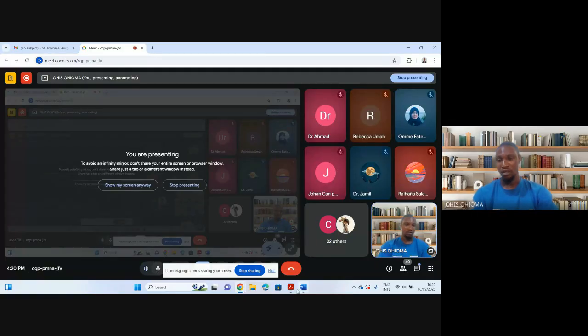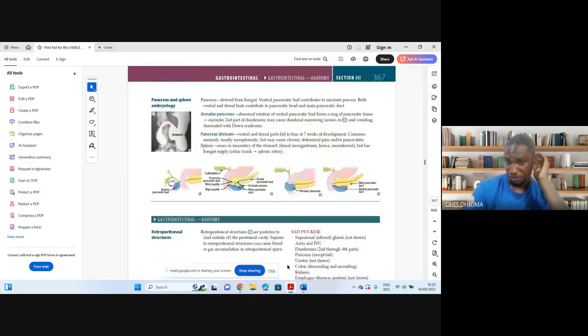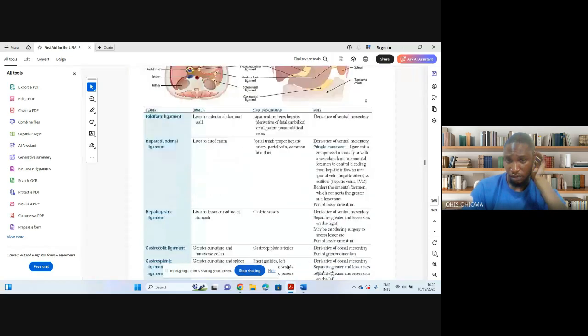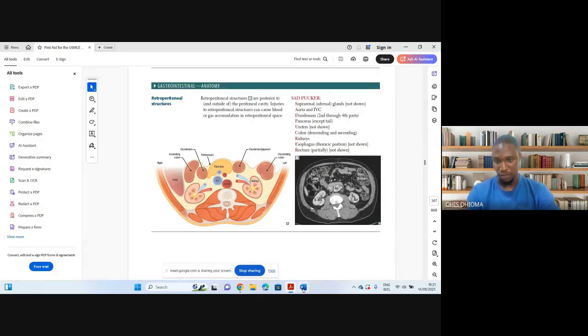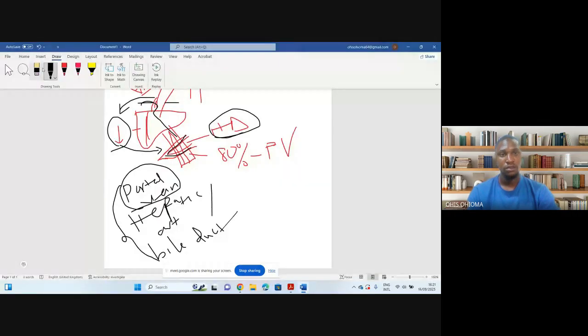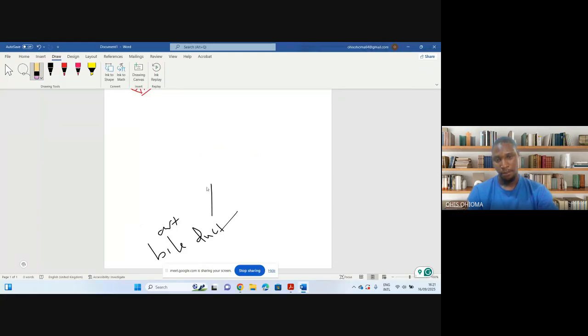Somebody asked about the omental foramen of Winslow. Yeah, so let me just talk about that, right? So basically, the foramen of Winslow is kind of like, how do I explain this, right? Let me use a diagram to explain this. The foramen of Winslow, let me talk about this. And so let's assume that this is the liver, right?